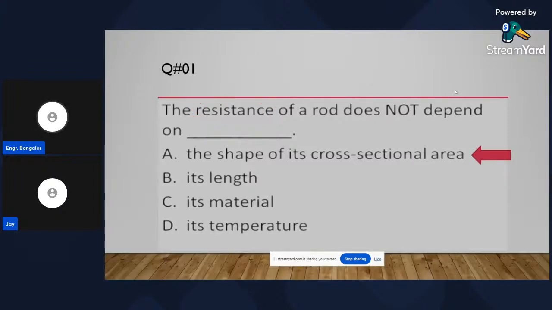So yung resistance natin does not depend on the shape of the cross-sectional area. So pag tinanong naman yung resistivity, ano naman yung sagot dito? So dalawang klase kasi ng sagot. Yung tanong natin, yung isa resistance, yung isa resistivity. So pakihanap na lang yung isang question.